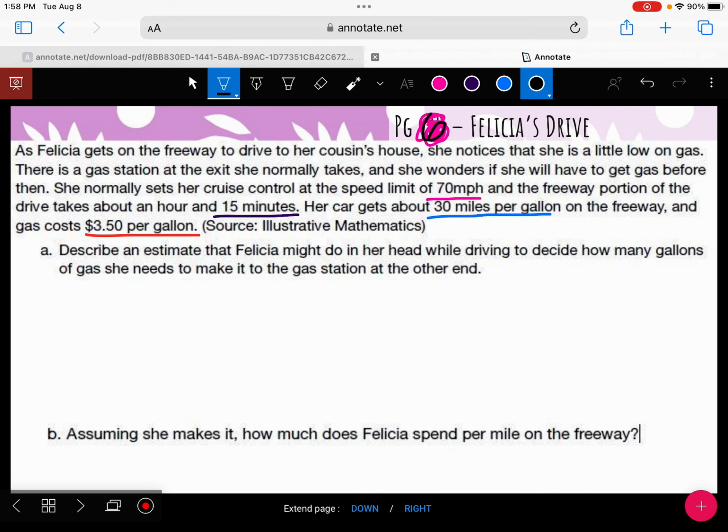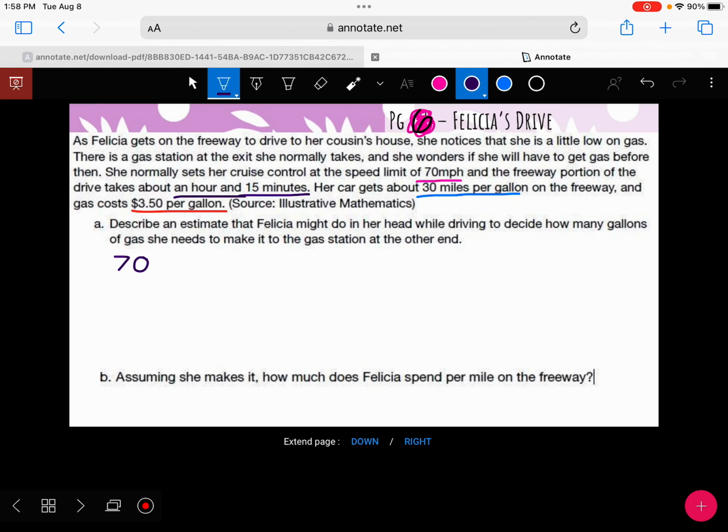Yeah, she's going 70 miles an hour, and it takes her about 15 minutes. So could she use that to estimate how far she goes? About how many miles is that going to be? You're right, it does say an hour and 15. So an hour and 15 minutes, about how far does she go? How far is she going an hour? 70. So there's about 1 hour.